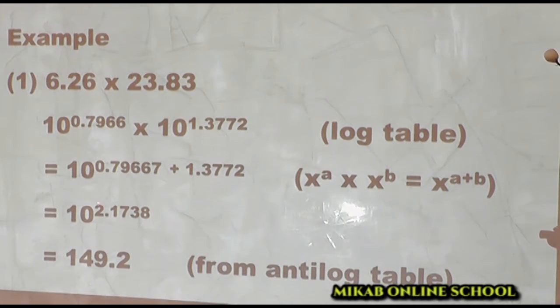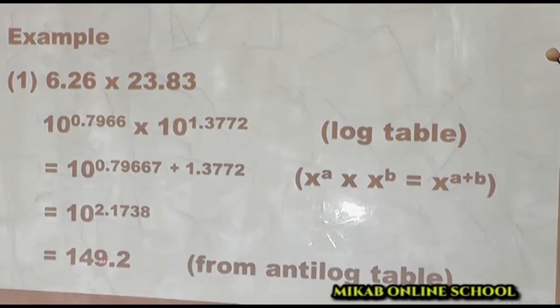So you're going to add 1 to this. If you watch the previous videos, you get what we're talking about. So you add 1 to this 2, then you have 3. That means your decimal will come after 3-digit numbers. So the decimal will be positioned here. So we'll have 149.2 from the anti-logarithm table.